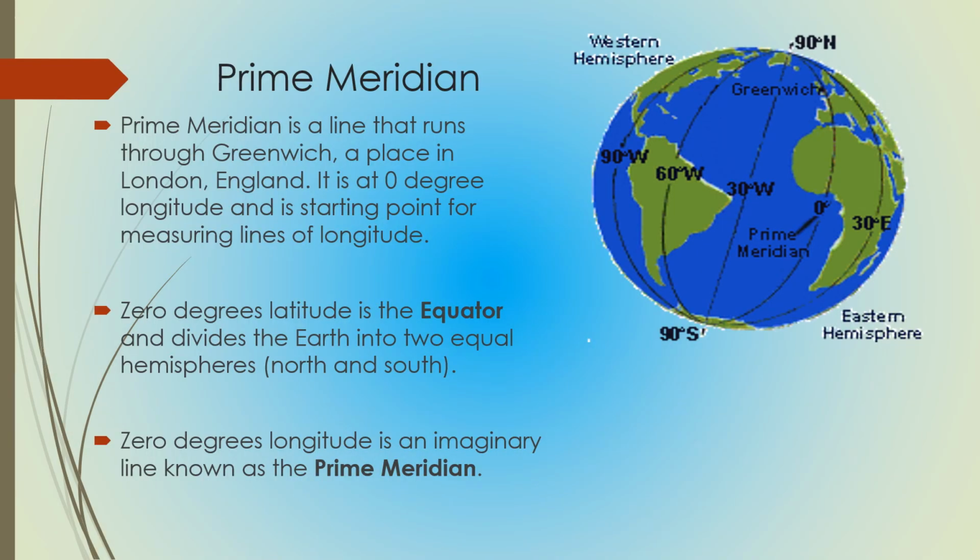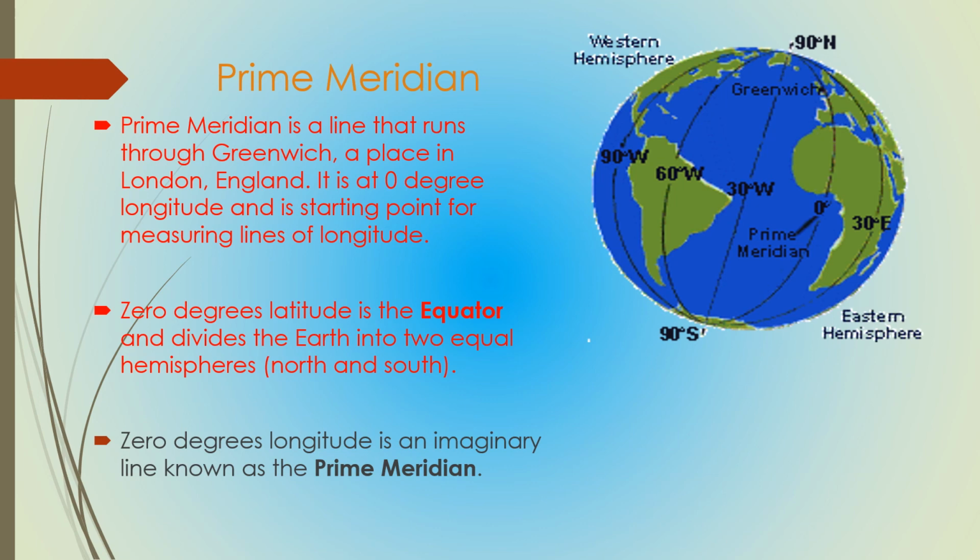So children, now let's look at this. What is prime meridian? A prime meridian is a line that runs through Greenwich, a place in London, England. It is at 0 degrees longitude and is a starting point for measuring lines of longitude. If you look at the image, there's a line passing through the globe, from 90 degrees north to 90 degrees south. This is the prime meridian. This line divides the globe into two equal halves. Towards your left hand side, you see the western hemisphere. Towards your right hand side, you see the eastern hemisphere.